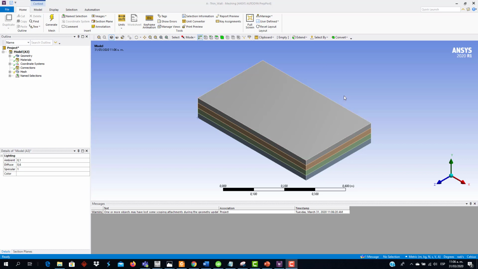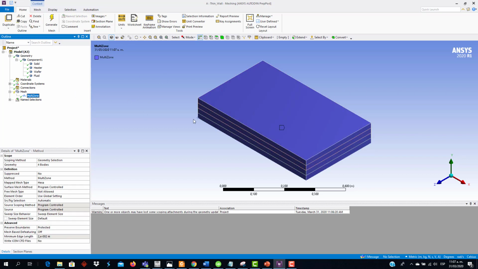Now we're going to show how is the meshing process. This is a very simple mesh, so we are not going to extend the explanation in the meshing process. Okay, then we have our four solids. This can be checked here. Then we have created a multizone method for all solids, with a mapped mesh type of hexa.